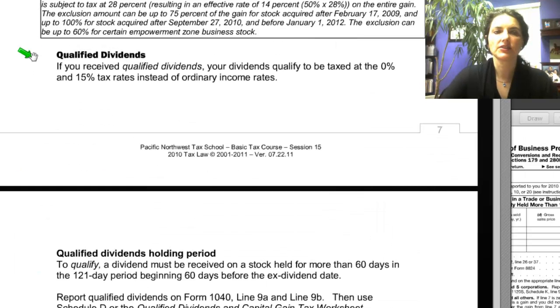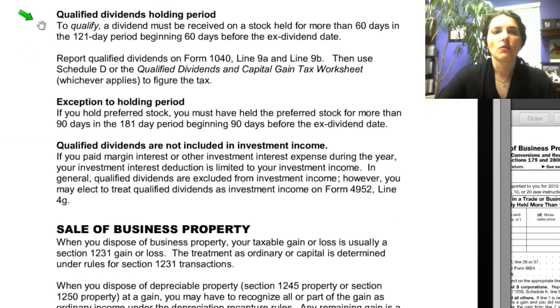The next topic we're going to discuss just briefly is qualified dividends. If you received qualified dividends, your dividends qualify to be taxed at the 0% and 15% tax rates, the capital gains rates, instead of ordinary income rates. Qualified dividends holding period: to qualify for the reduced tax rates, a dividend must be received on stock held for more than 60 days in the 121-day period beginning 60 days before the ex-dividend date. Report qualified dividends on Form 1040, Line 9A and Line 9B, when using Schedule D or the Qualified Dividends and Capital Gain Tax Worksheet, whichever applies, to figure the tax.